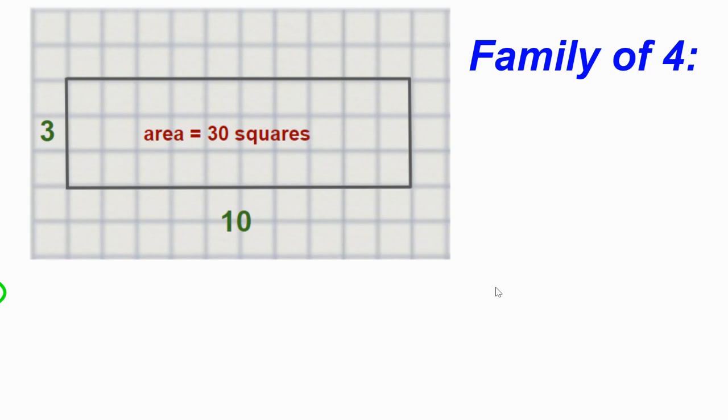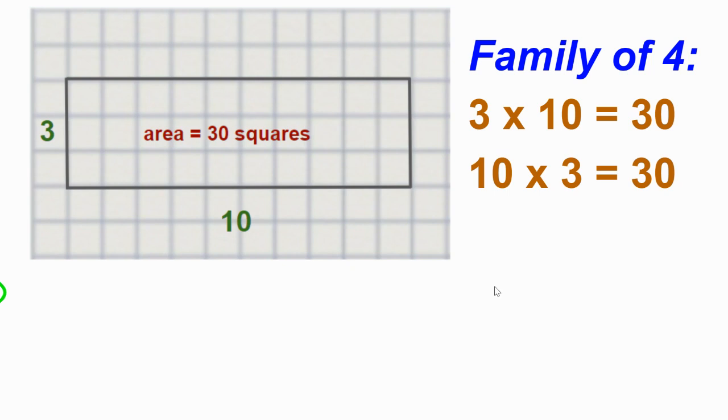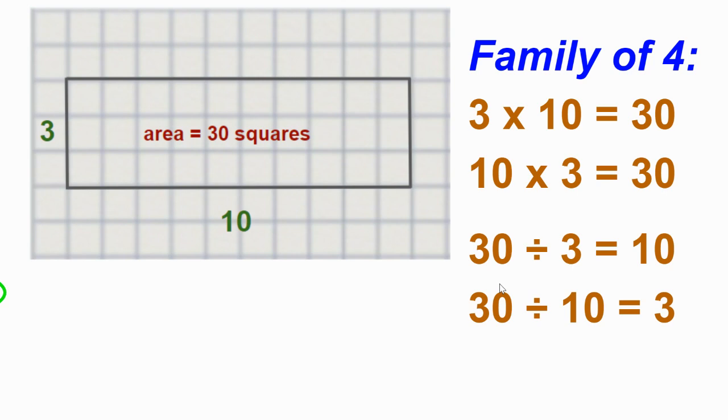So let's recap this, right? 3 times 10 is 30. 10 times 3 is 30, right? You can multiply in any order you would like. For the divisions, we start with 30. We start with the area. We start with how many squares. We divide by one of the sides, 3, and we get the other side of 10. Or we start with 30, and now we divide by 10 to find the other side of 3. There's our family of 4 from a simple 3 by 10 rectangle. 2 multiplications, 2 divisions.